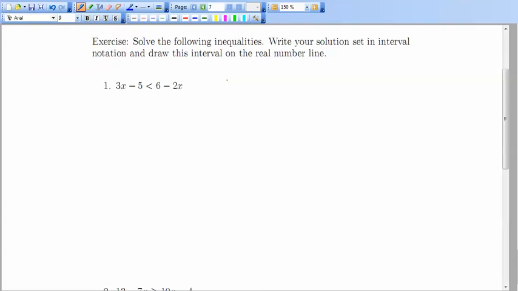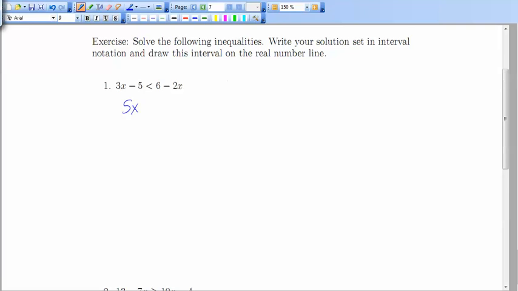So if I look at this inequality, I see it looks a lot like a linear equation, but of course it's not. It's an inequality. It's a less than or equal to that's comparing the two expressions on either side. So, just like we would with a linear equation, let's bring all of the terms involving x to the left-hand side by adding 2x to both sides.